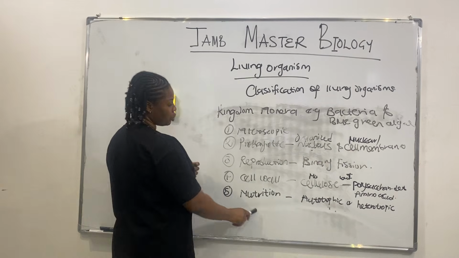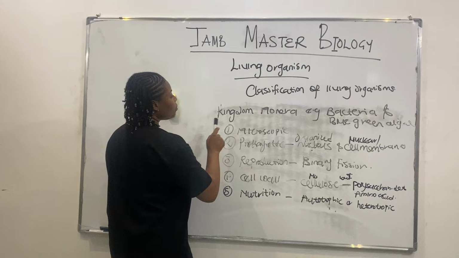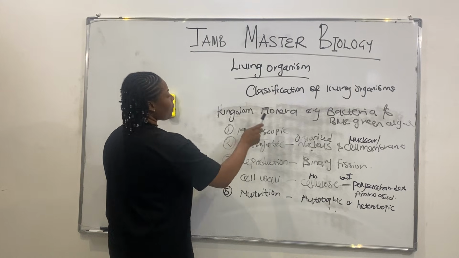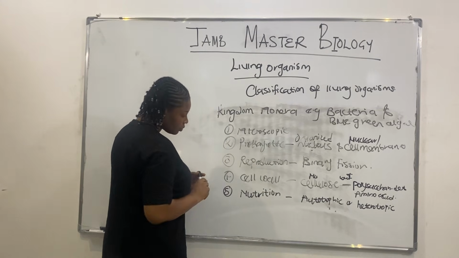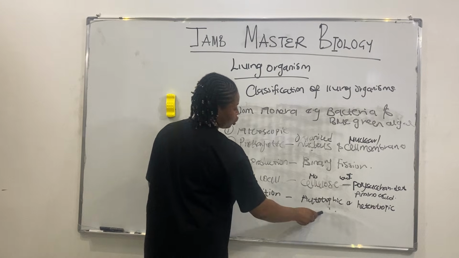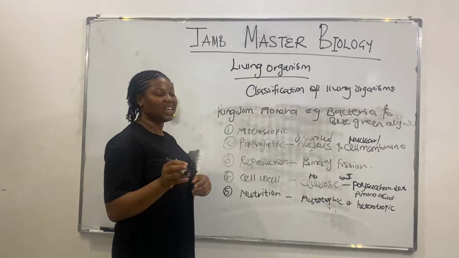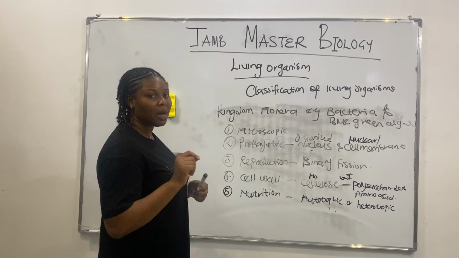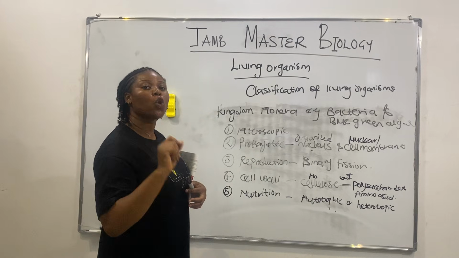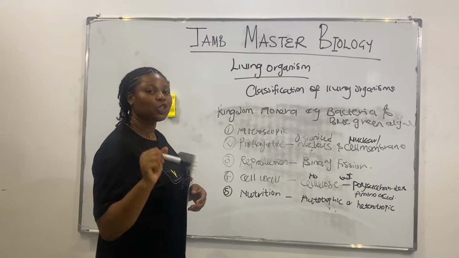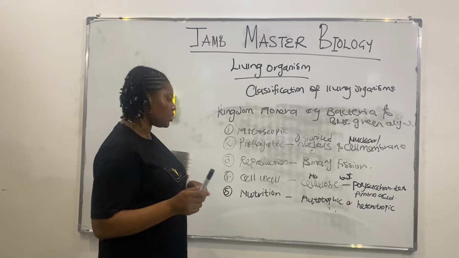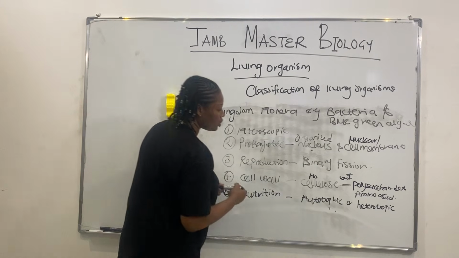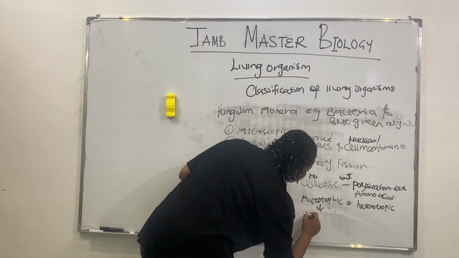So now for nutrition, animals or organisms under kingdom Monera, their mode of nutrition is autotrophic or heterotrophic. And I said in our last class that autotrophic mode of nutrition means that an animal or an organism can produce its own food. They can manufacture their own food. Yes. So I said that autotrophic organisms can manufacture their own food.